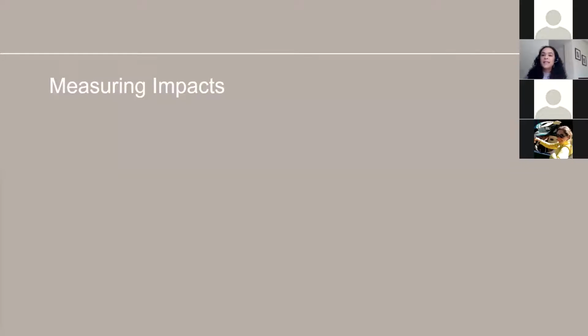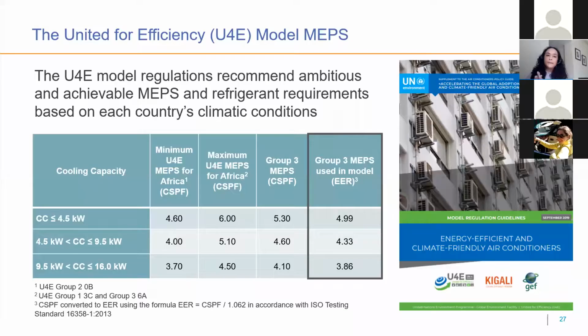CLASP conducted modeling to estimate the environmental impact of dumping and thereby the greenhouse gas emissions that could be avoided with ambitious anti-dumping policies. CLASP looked at the United for Efficiency U4E model MEPS to help us in our modeling. In September of last year, United for Efficiency published model energy performance standards and labeling guidance to assist governments in developing and emerging economies. Essentially, these guidelines can assist these governments in developing MEPS and labeling programs that suit the climatic conditions in their country.